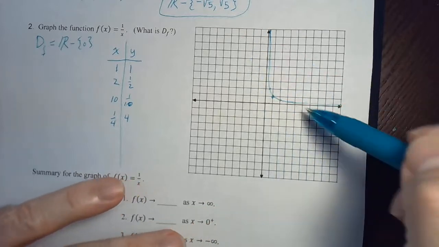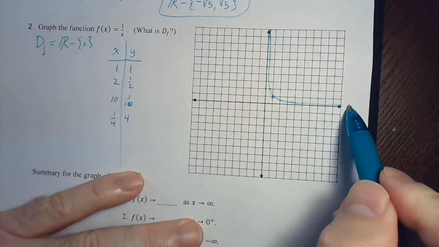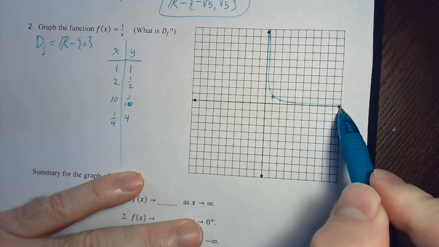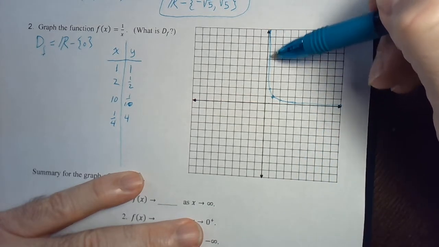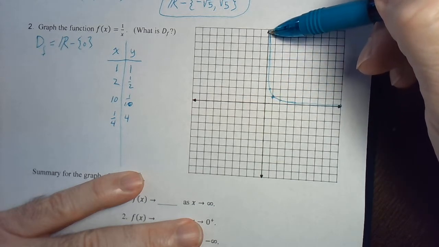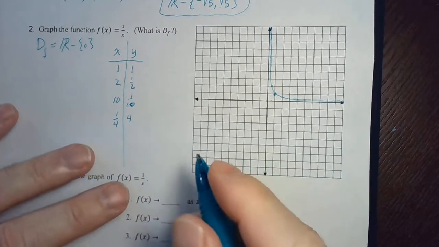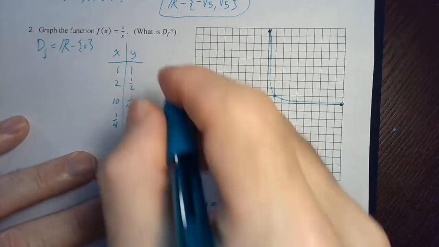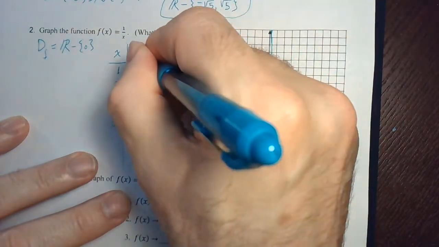Okay, and there should be arrows at the end of this graph. It goes up and up and up, and it goes to the right forever. And it'll never quite touch the x-axis. And as it goes up here, as x goes to 0, this goes higher and higher and higher, and it'll never touch the y-axis. All right, so let me make another table of values for negative numbers.